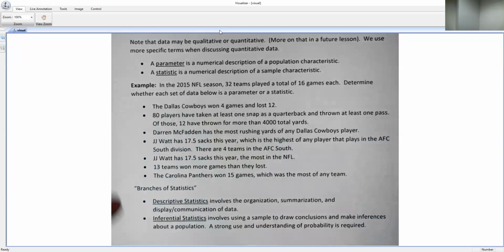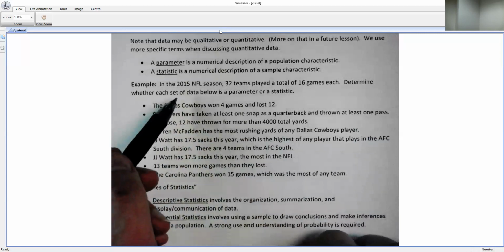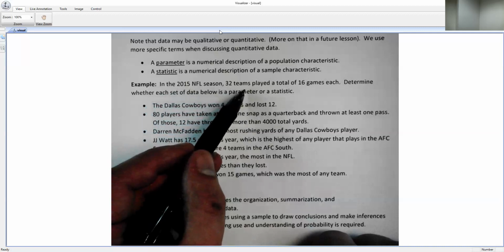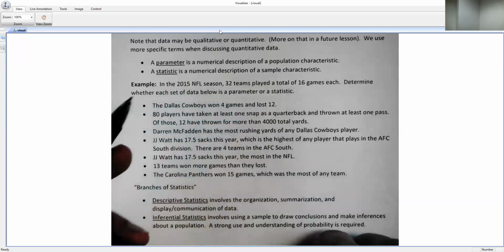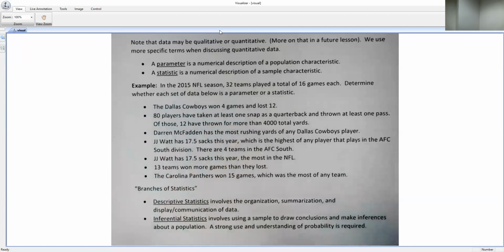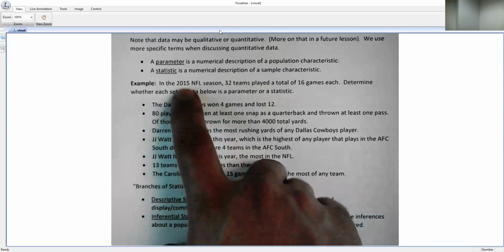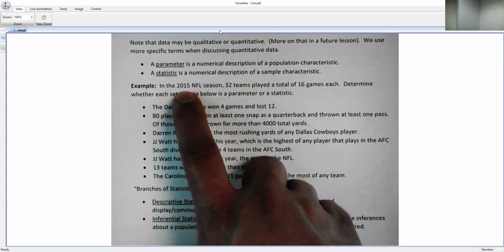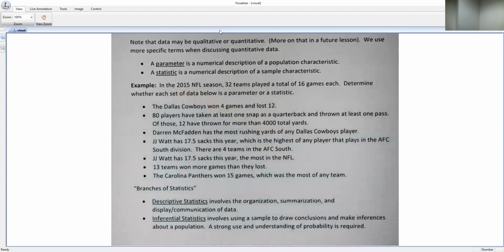Now again, before we answer these questions, we need to understand what our population is. What is the set of every outcome that's interesting? So the way I've defined this, the 2015 NFL season, we have 32 teams that play 16 total games. So our population would be all of the games that were played in that season by all the teams. Okay. Not anything that happened in 2016 or anything that happened in 1998, but all the things that happened in 2015 relative to all the games that were played that season.